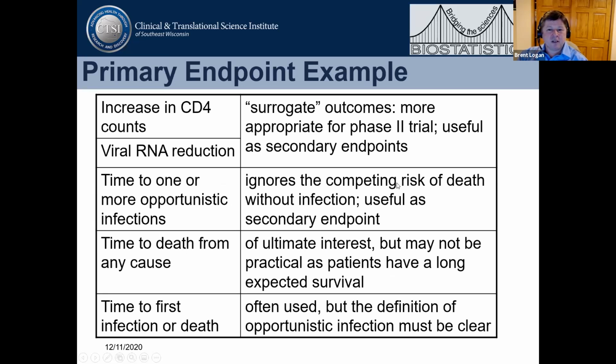The time to one or more opportunistic infections is looking more at the clinical impact, but the issue here is it actually ignores the competing risk of death without infection. So if a patient dies without an opportunistic infection, you don't really know how to handle that. So this could be useful as a secondary endpoint.